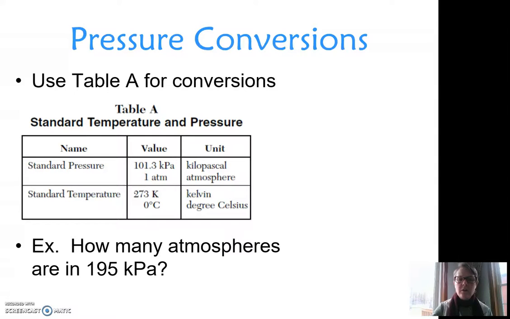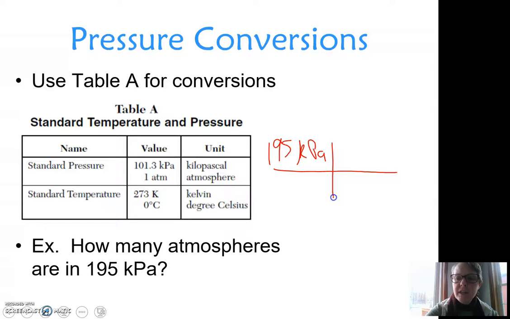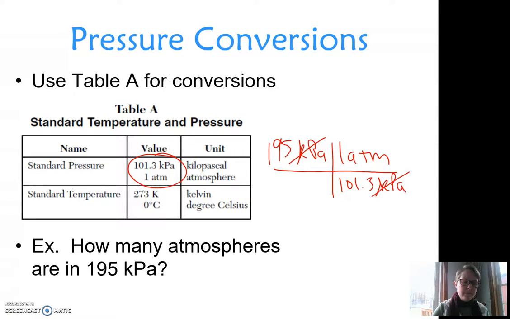How many atmospheres are in 195 kPa? So 195 kilopascals. We're going to put that into a fence, and we're going to use this relationship right here. We know that we have to cancel down into the bottom of our fence with our unit, so the 101 kPa goes into the bottom, and then I'm going to put 1 atm up here on the top. The answer to that is 1.92, and your unit is atmospheres, atm.